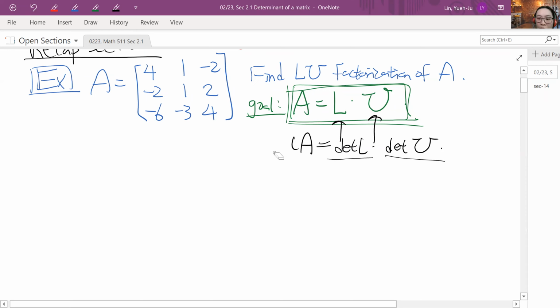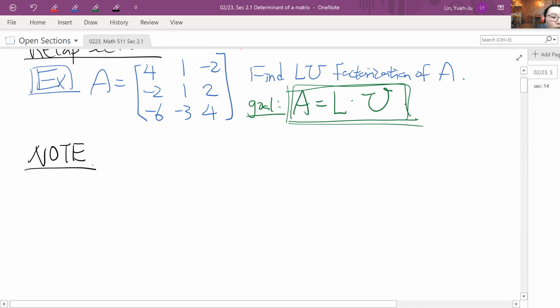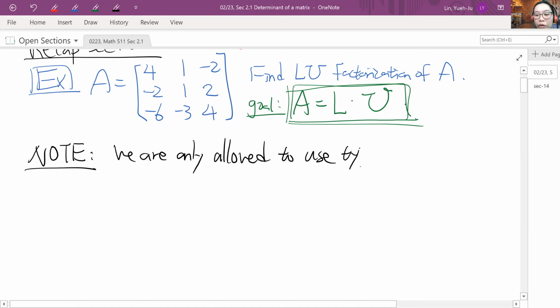Okay, so I want to erase this because we haven't talked about determinants yet, and I don't want to confuse people. So the note here is to remind everyone that we want to use only type 3. We are only allowed to use type 3 operations.